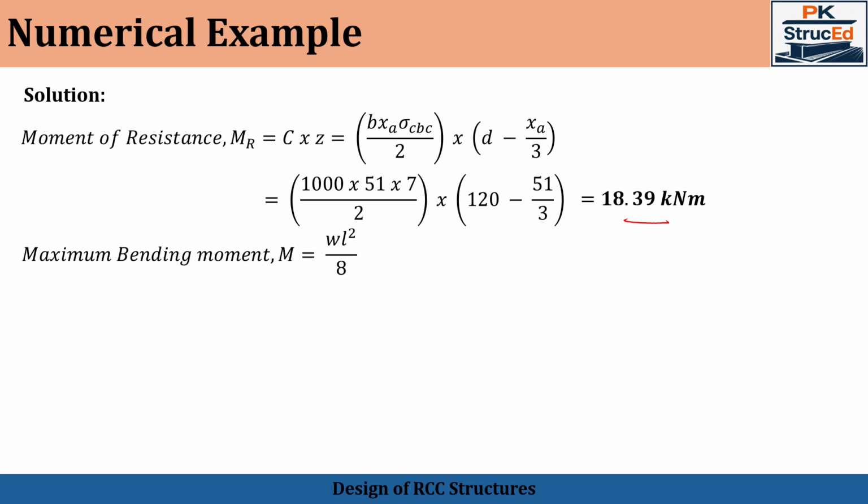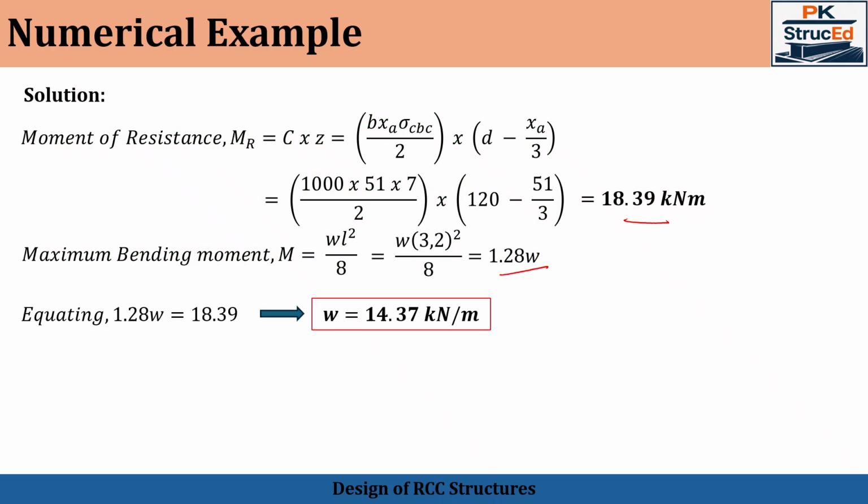And the maximum bending moment, again assuming the slab is simply supported and subjected to a UDL, will be calculated as M equal to W L square by 8, where W is the total load acting over the slab, including its own weight. Since the span has been given as 3.2 meter, the maximum bending moment will be calculated as 1.28 W. So equating the maximum bending moment with the moment of resistance, we'll calculate the total load the slab can withstand without any failure. This value has been calculated as 14.37 kilonewton per meter.